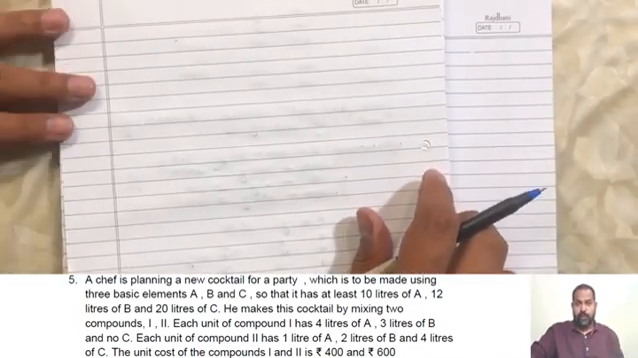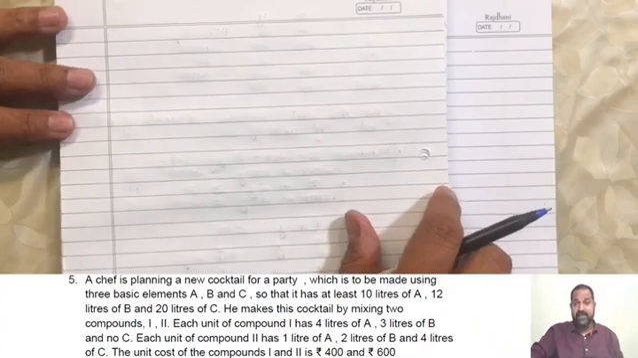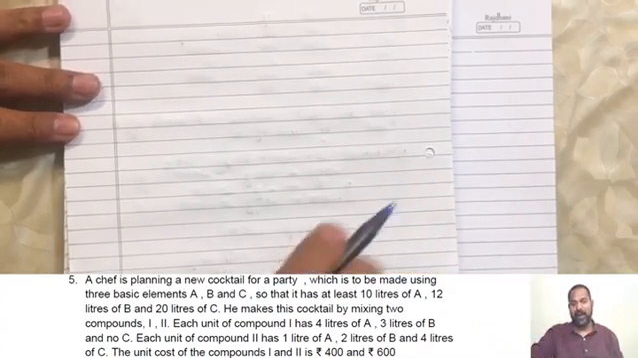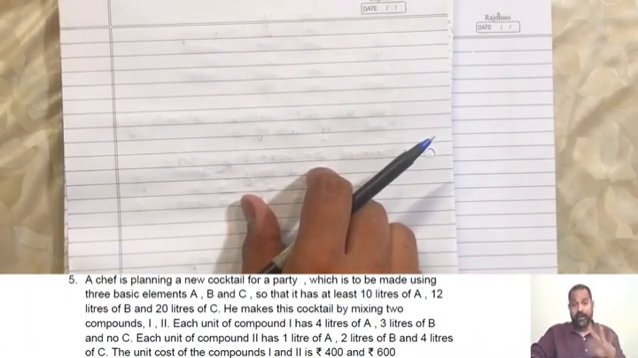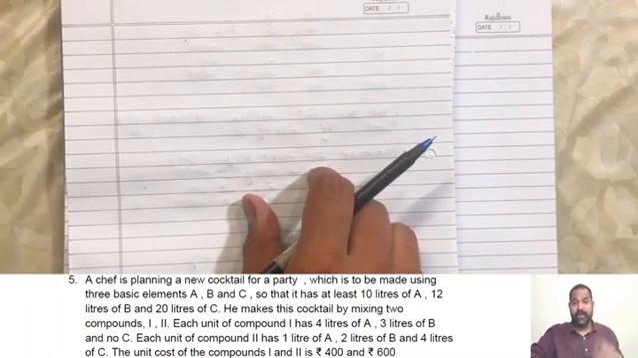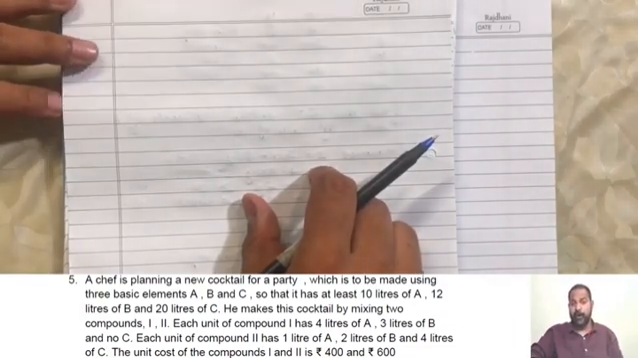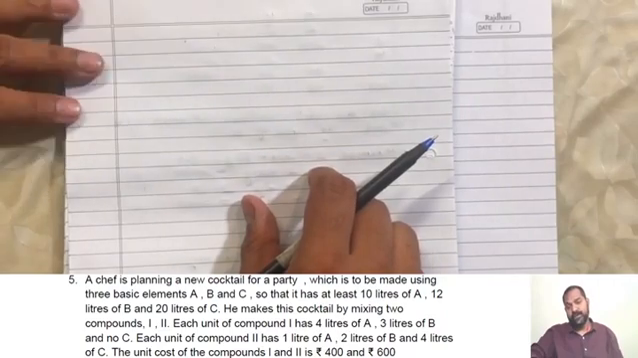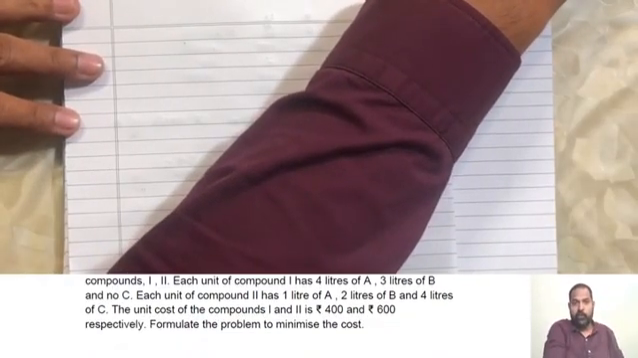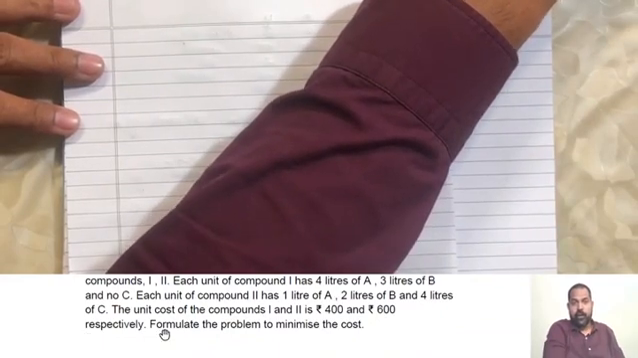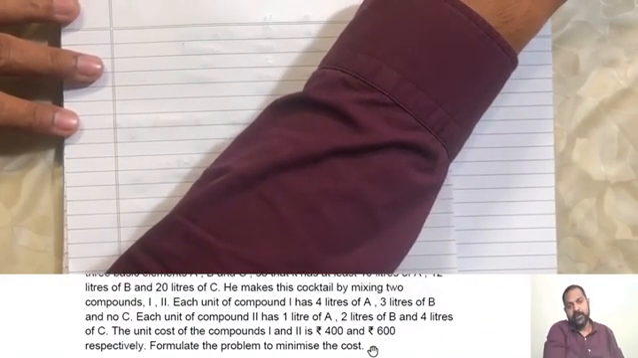Next, he makes this cocktail by mixing 2 compounds, 1 and 2. Each unit of compound 1 has 4 liters of A, 3 liters of B and no C. Each unit of compound 2 has 1 liter of A, 2 liters of B, 4 liters of C. The unit cost of compound 1 and 2 is 400 and 600 respectively. What do you want me to do? Well, what I want you to do is formulate the problem to minimize the cost.